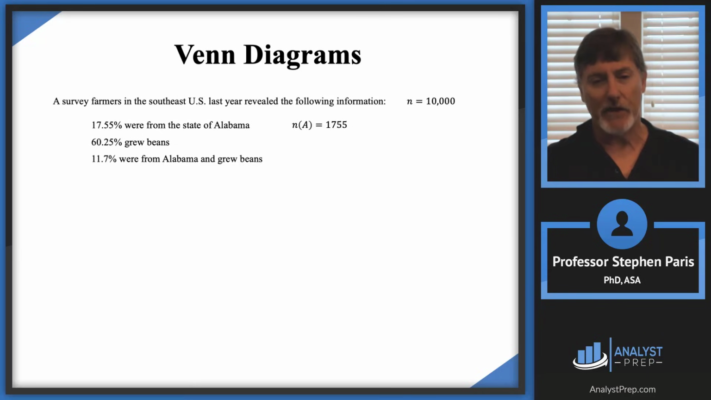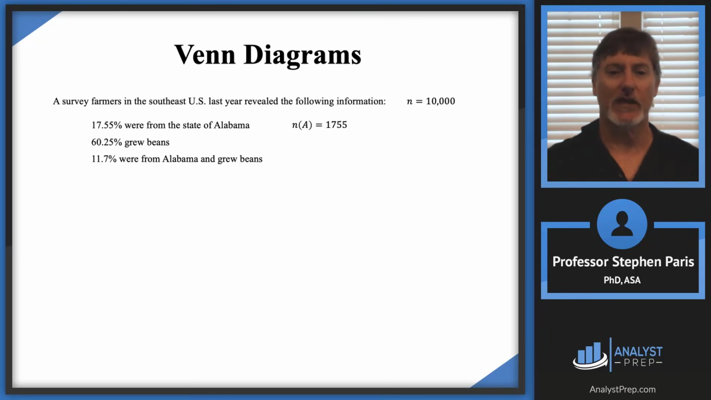Okay, so if you have a problem with the 17.55 farmers from the non-integer numbers, then you can just increase the starting size of what you're assuming the sample starts with. Okay, and then if we look at the number of bean growers, we would take 60.25% of the 10,000, so it'd be 6,025 bean growers, and then we'd also have that there were 1,170 that were in A intersect B.